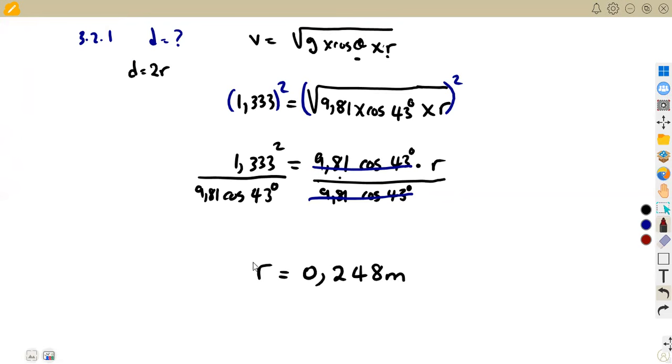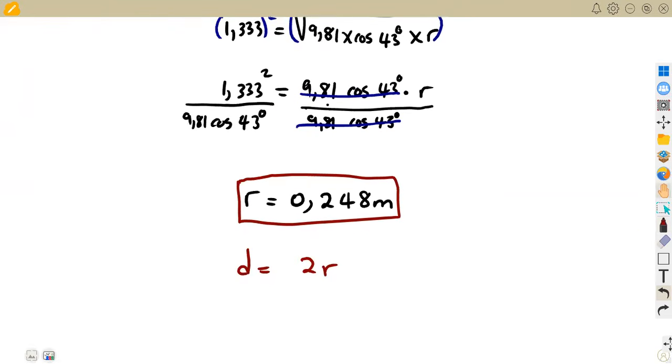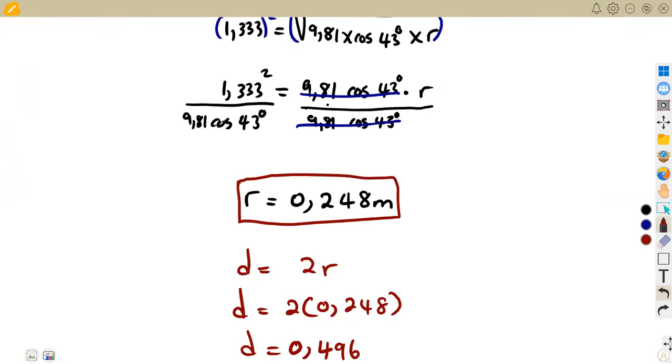So having your radius, it means you are now going to obtain the diameter. The question was not about the radius, it's on the diameter. So therefore, from the diameter equals 2 times the radius, we multiply 2 times the radius, which is 0.248 meters. So we are going to obtain our diameter in meters, unless you want to convert to millimeters. That's going to be 0.496 meters.